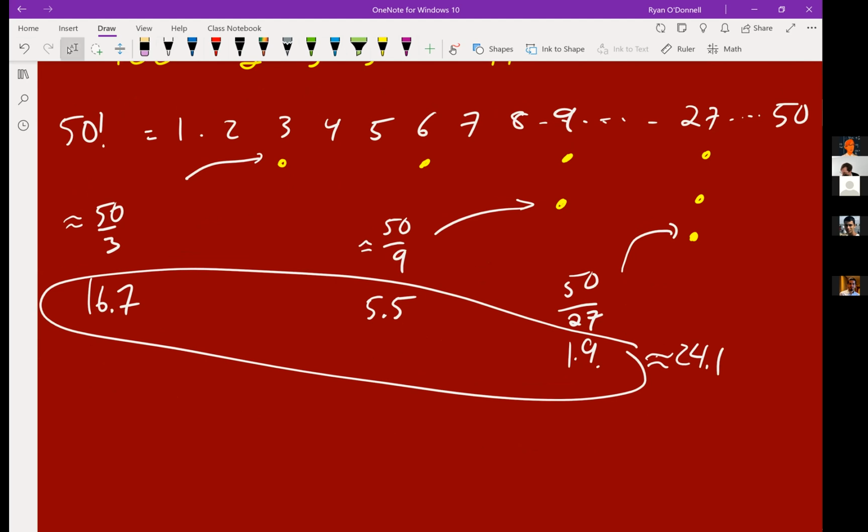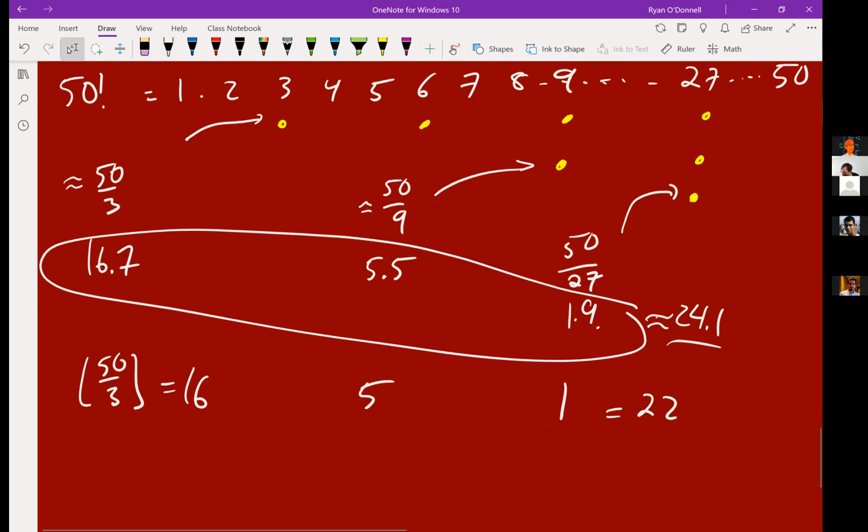But the actual truth is, what is floor 50 over 3? It's 16. What is floor 50 over 9? It's 5. Floor 50 over 27 is 1. So if we add them up, we get 22. Okay, this 24 was not so far off. So that means that 50 factorial looks like 2 to the power of something times 3 to the power of literally 22 times 5 to the power of something. Okay, what was the point of this question?